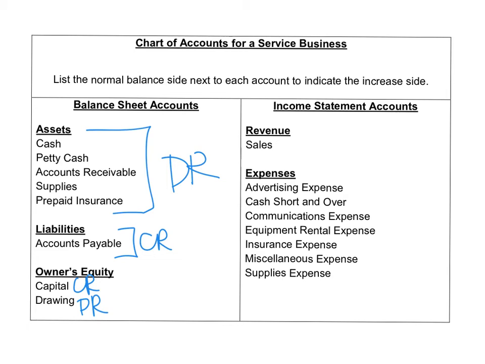Then over here on the right side, we have revenue, which is sales. That increases owner's equity, so we would credit every sale. And then expenses decrease owner's equity, so those all would be debits.